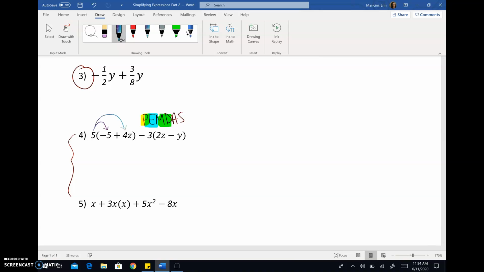And this is that distributive property. Okay, so first thing we're gonna do is multiply. And we're gonna multiply to everything in the group because it's grouped together in parentheses. So 5 times -5 is -25. 5 times 4z, well, you have 4z 5 times, or 4 times 5 is 20z's.